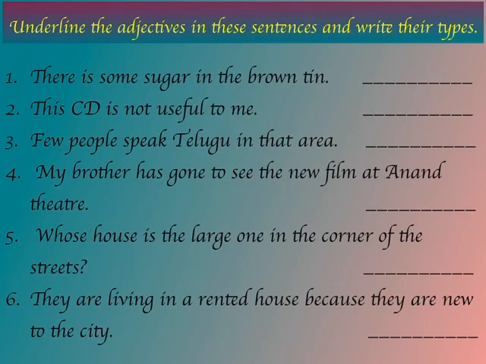The first one is some, which is describing the noun sugar. And as sugar is uncountable, the word some, which is describing the quantity of the sugar, is said to be an adjective of quantity. And the word brown is describing the noun tin. And what color is the tin? It's brown. So brown is said to be an adjective of quality. So the rest of them you have to do by yourself.